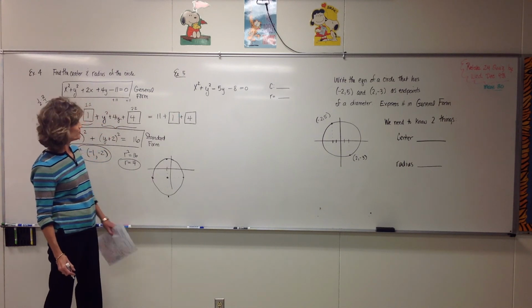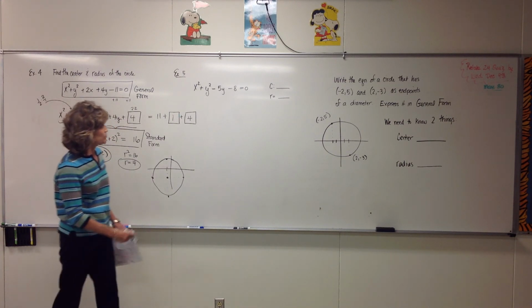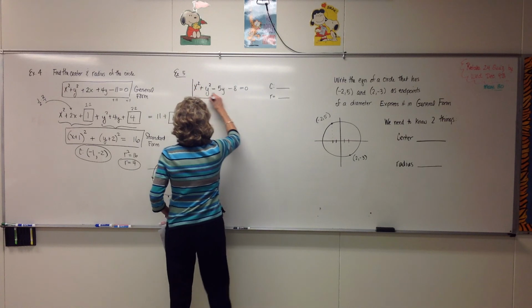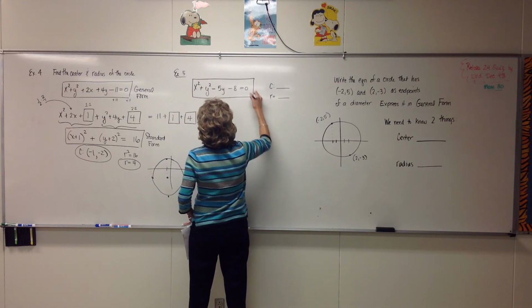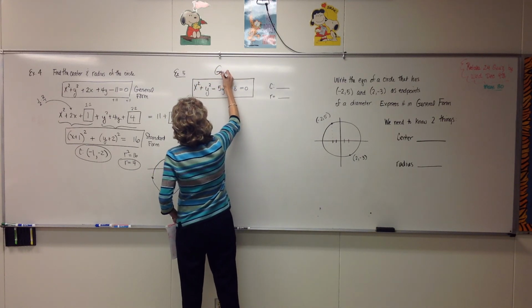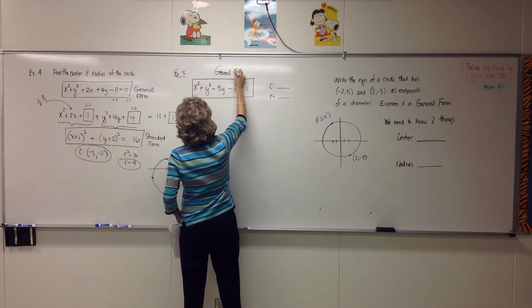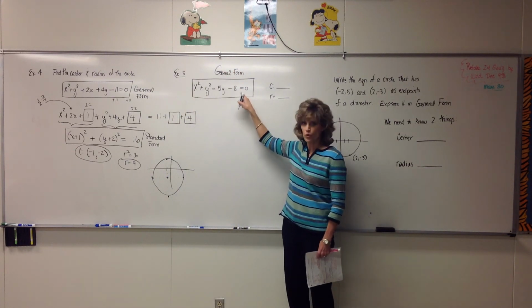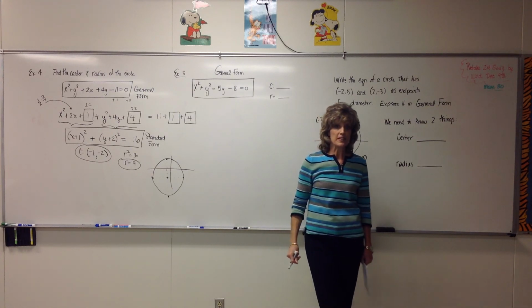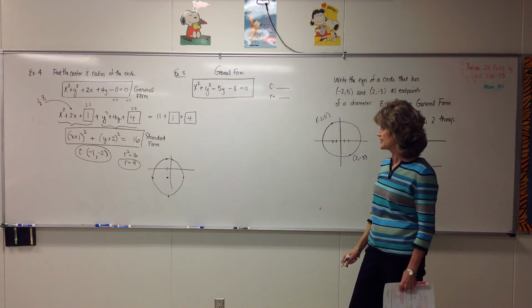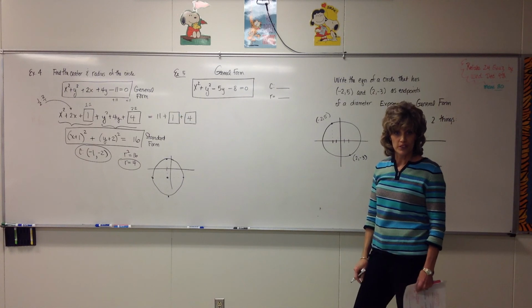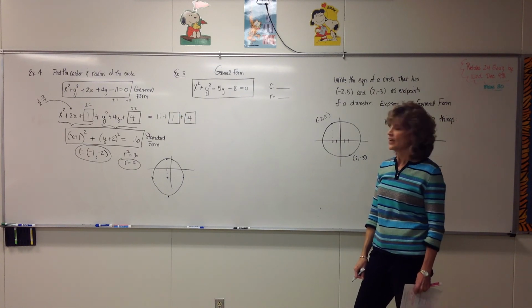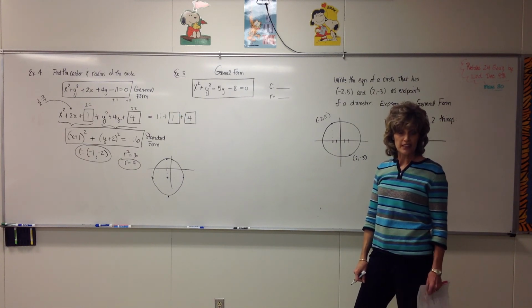Here's another one. In this example, you have an equation in general form. The disadvantage of general form is you can't look at it and immediately see what the center and the radius is. So we're going to put it in standard form. And the process involves completing the square.